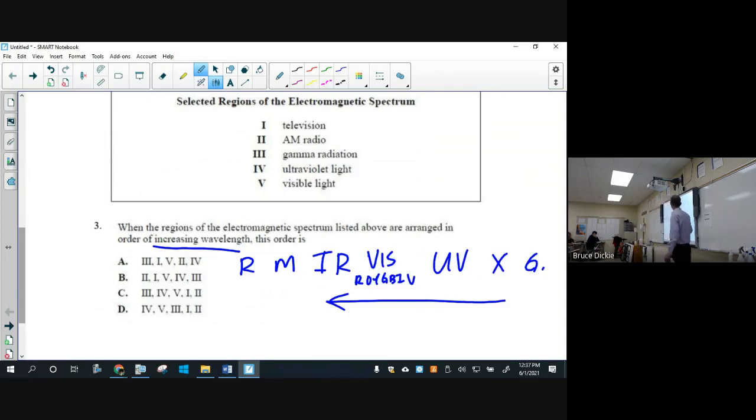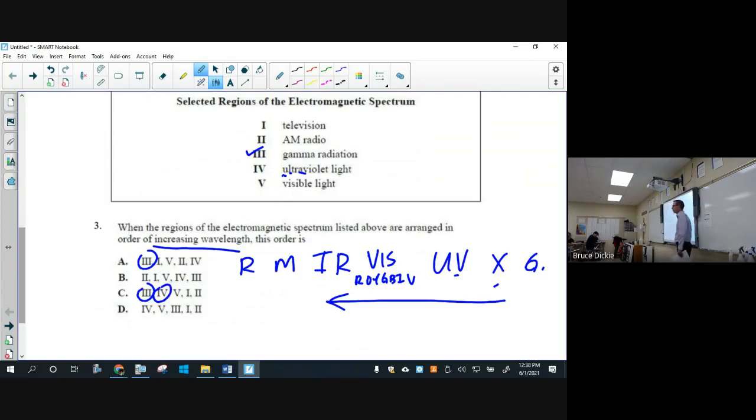Gamma is going to be the lowest wavelength. Looks like gamma is the lowest wavelength. Looks like our answer is going to be A or C right away, right? The only 2 that start with gamma rays, the lowest wavelength. What do we have next? X-rays? Well, X-rays doesn't even appear on here anywhere. Next one is ultraviolet. Okay, that would be number 4. Looks like our answer has to be C.